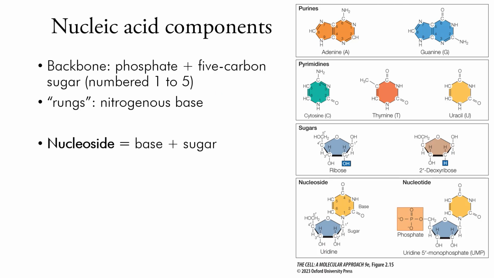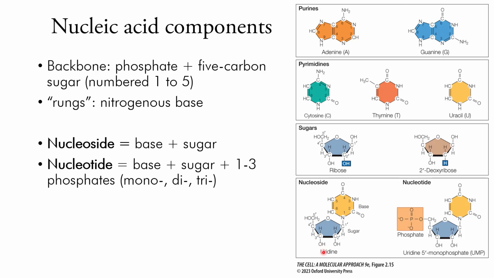Your nucleosides have bases and sugars only. Whereas a nucleotide is going to have your base, your sugar, and at least one phosphate, up to 3 phosphates. So that's a small distinction there.